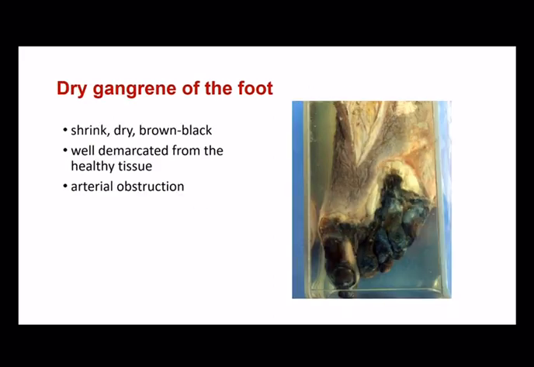This is a specimen of dry gangrene of the foot. Look at this picture. The 5 toes are shrunken, dry, and black. The lesion is well demarcated from the healthy tissue. The boundary is very clear here. This happens because of arterial obstruction, usually found in patients with diabetes.